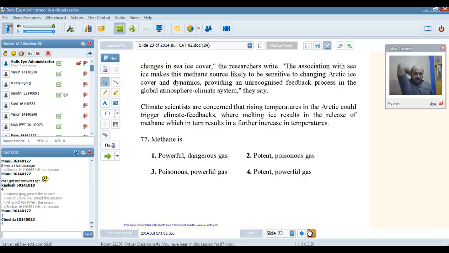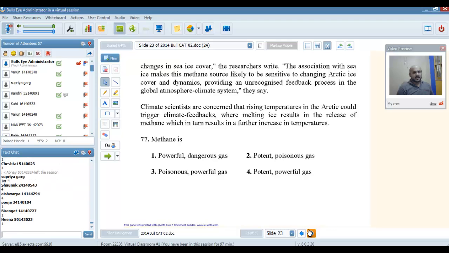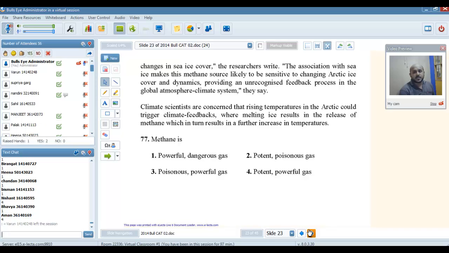Guys, answer for question number 77. Quick! It's a rapid fire round now. The clock is ticking. Problem. Who is going to tell me the problem with option number 4? Quickly, option number 4. Why is 4 incorrect?